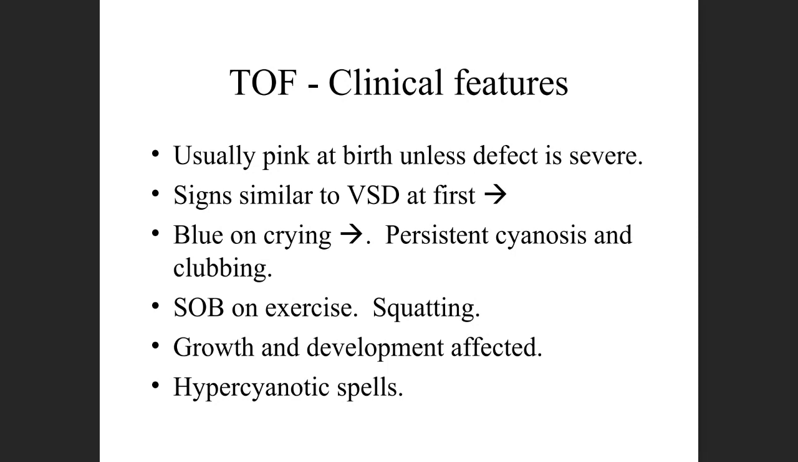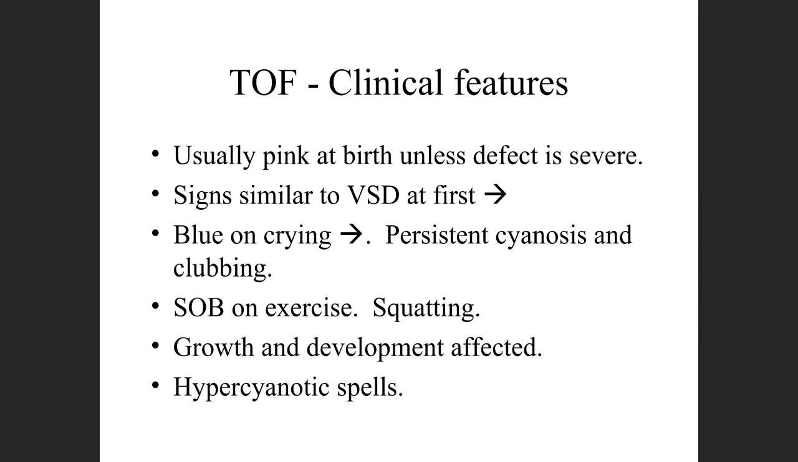The clinical features include being pink at birth unless the defect is severe. So this is not usually discovered at birth unless you have a lot of narrowing of the outflow tract of the right ventricle, or a lot of narrowing at the area of the pulmonary valve. And quite often these patients will present with a murmur which is very similar to the pansystolic murmur heard in ventricular septal defects. And that is what you notice first.